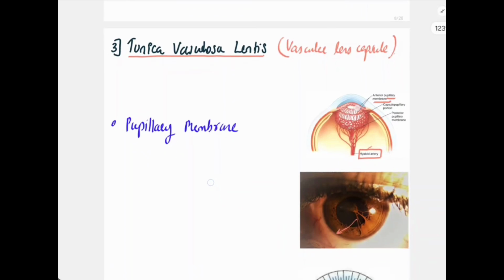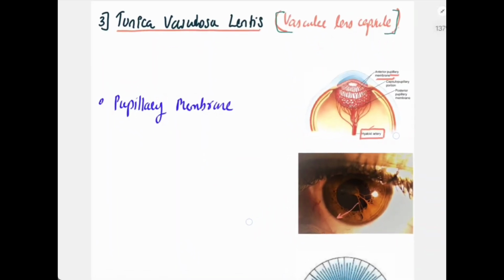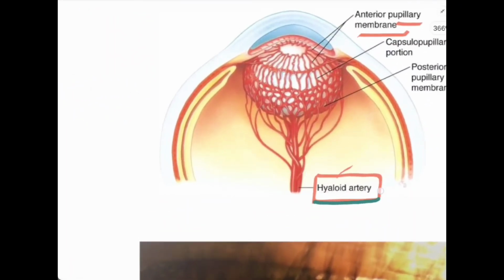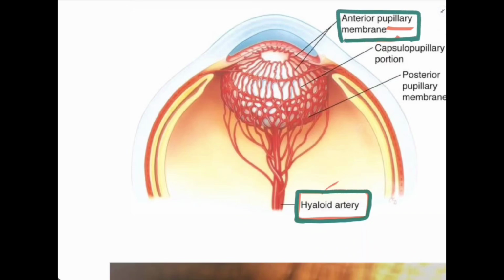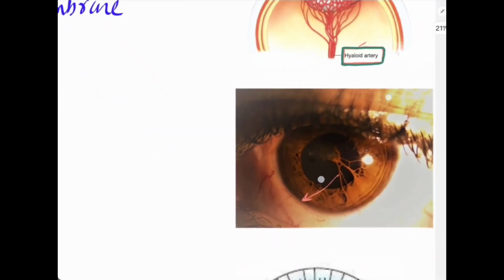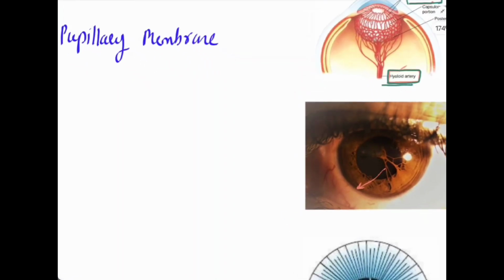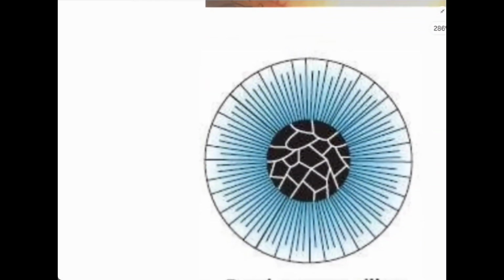Tunica vasculosa lentis, also known as the vascular lens capsule, is a vascular mesenchymal layer investing the lens, supplied by the hyaloid artery, responsible for rapid growth of the lens during embryonic life. The anterior portion of this capsule is called the pupillary membrane. The tunica vasculosa lentis and pupillary membrane disappear during late fetal life due to degeneration of the part of the hyaloid artery supplying them. If it persists, it is known as persistent pupillary membrane.